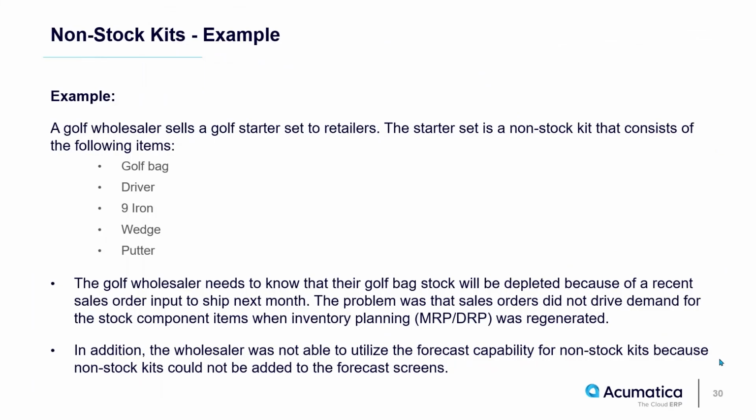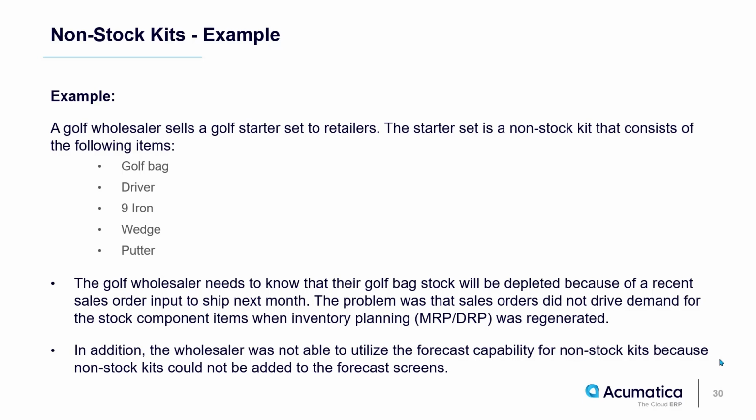Let's take a look at an example to highlight the problem. Let's say that we have a golf wholesaler that sells golf starter sets to retailers. The starter set is a non-stock kit that consists of the following items: a golf bag, a driver, a 9-iron, a wedge, and a putter. The golf wholesaler needs to know that their golf bag stock will be depleted because of the recent sales order input to ship next month.